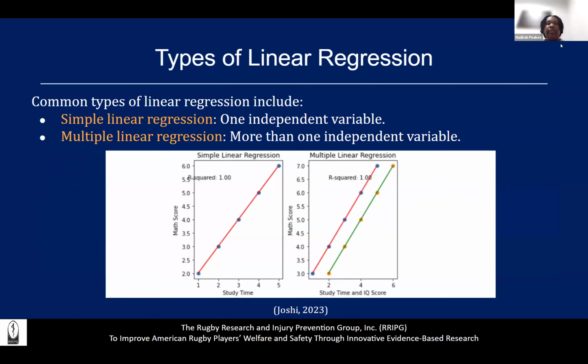So there are different kinds of linear regression, and two common types are simple linear regression and multiple linear regression. The only difference between the two types is the number of independent variables that they use in their regression. On the left over here, we have an example of simple linear regression, and it uses study time as an independent variable. And to your right, we have multiple linear regression, and it uses study time and IQ score as independent variables. So it's essentially a difference in the amount of variables that are used for each type of regression.